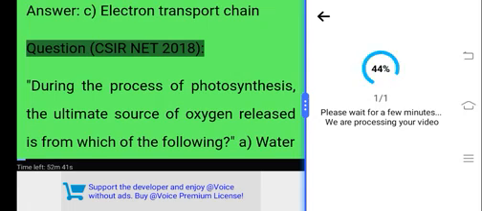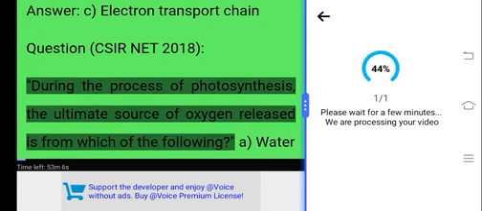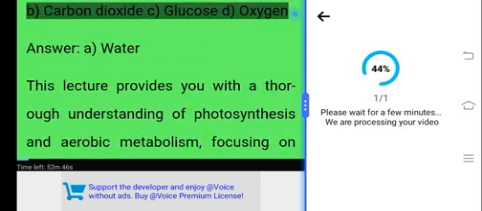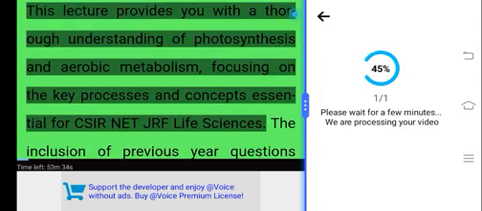Question, CSIR NET 2018. During the process of photosynthesis, the ultimate source of oxygen released is from which of the following? A. Water. B. Carbon dioxide. C. Glucose. D. Oxygen. Answer: A. Water.